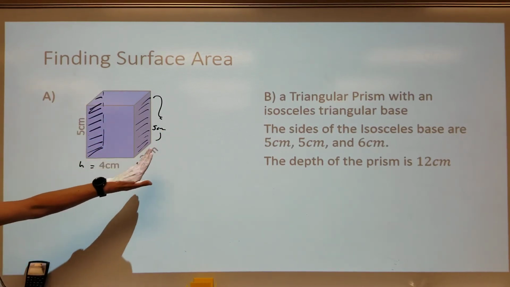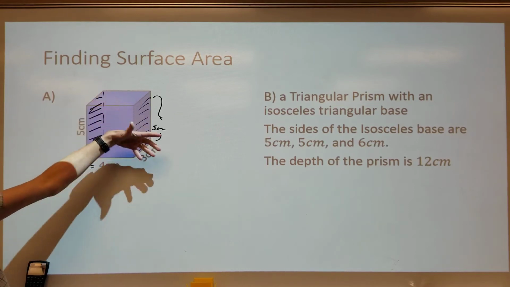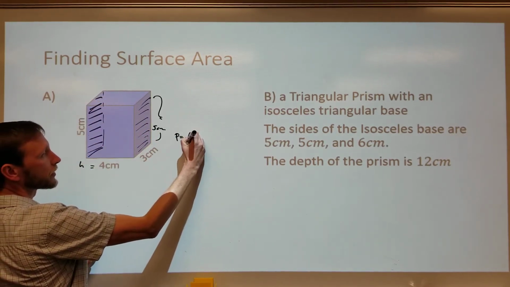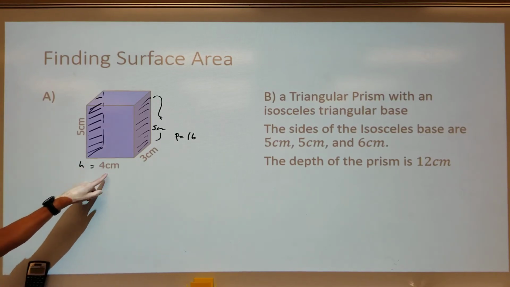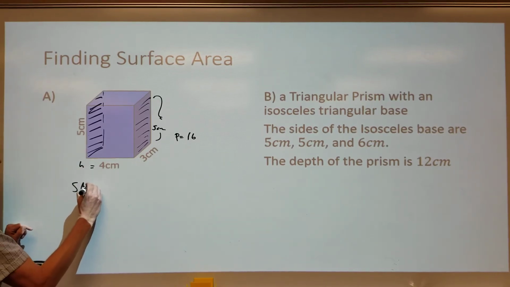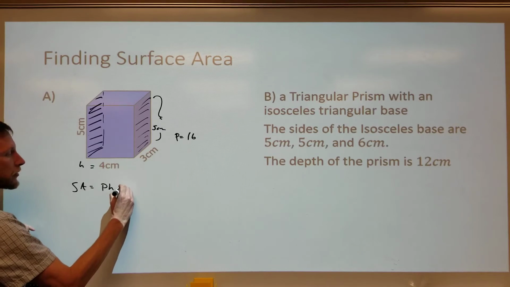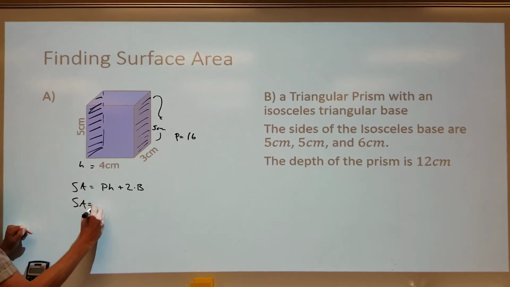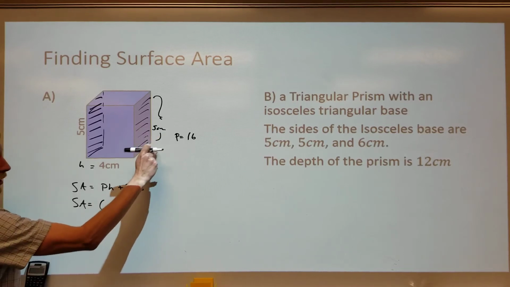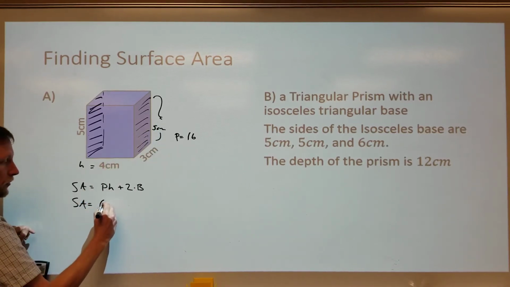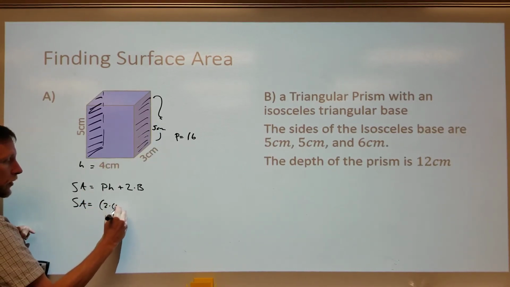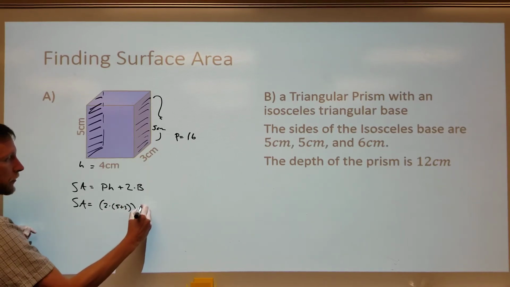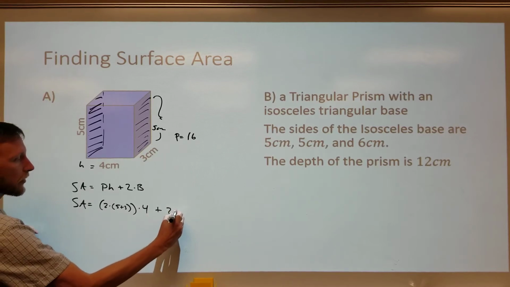But basically we have 3 plus 5 and then double it. So our total perimeter of our base is going to be 16, all right, with our height of 4. So if I'm finding that my surface area is the perimeter of the base times the height plus 2 times the area of each base, then when I do that, I can take my 5 plus 3 times 2, all right, 2 times 5 plus 3, that's our 16, and then multiply it by the height of 4. And then add on the area of my 2 bases.